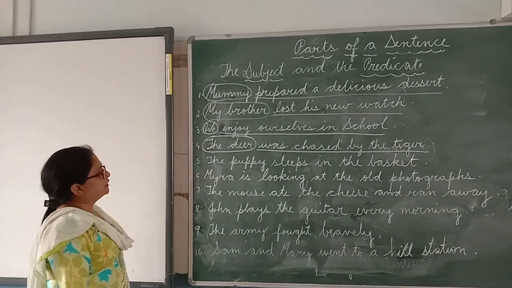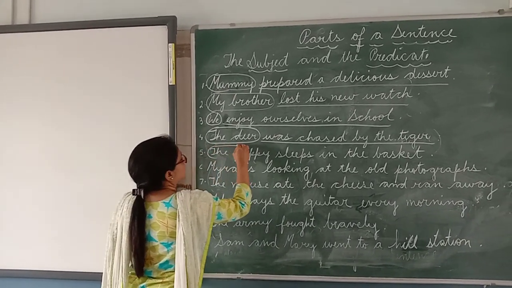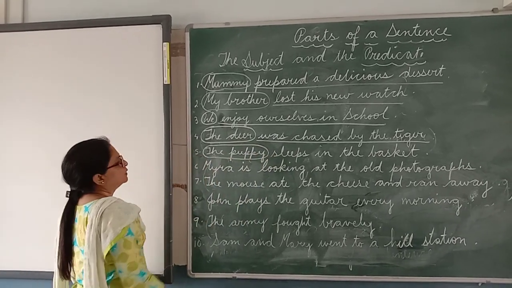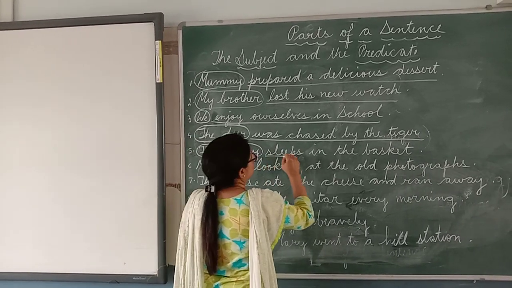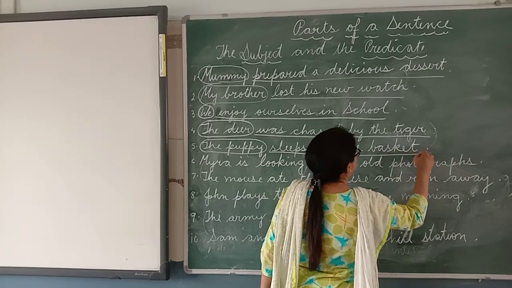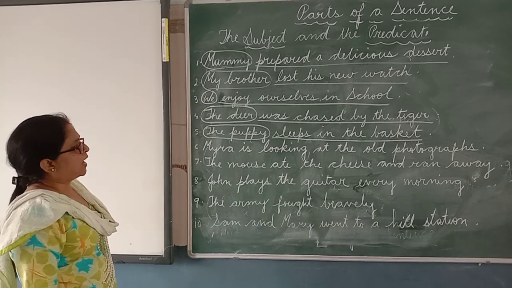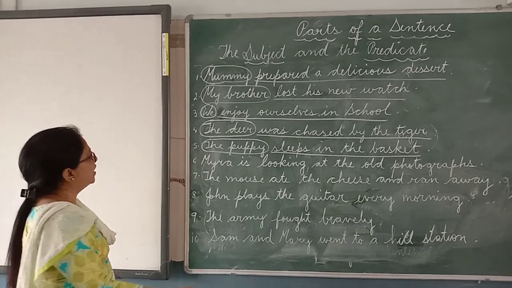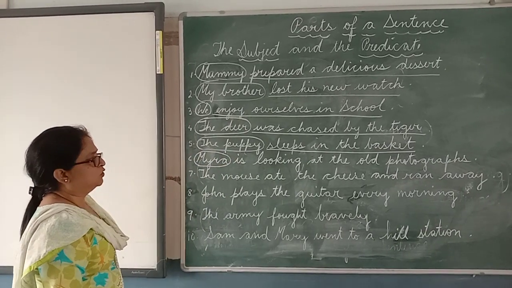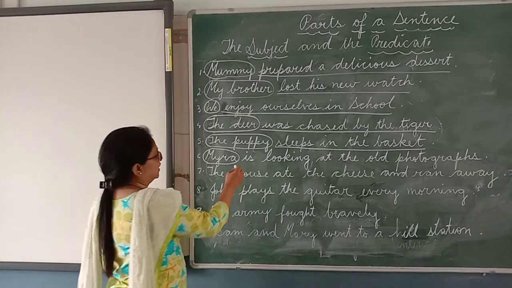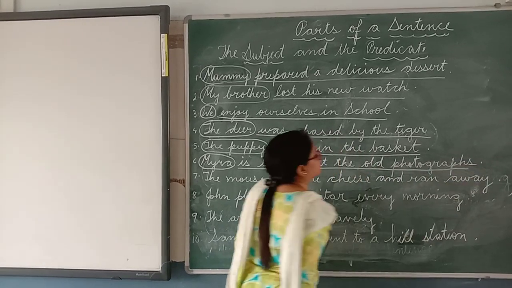Number 5. The puppy sleeps in the basket. Here the puppy is the subject, doer of the action. Sleeps in the basket is the predicate, verb plus rest of the sentence. So we are going to underline this. Number 6. Myra is looking at the old photographs. Here Myra is the subject. Is looking at the old photographs is the predicate. Here again, verb plus rest of the sentence.